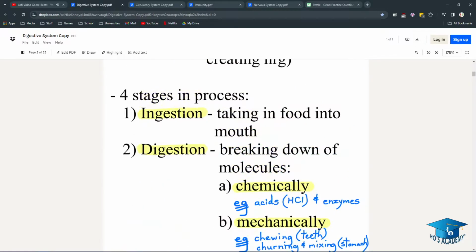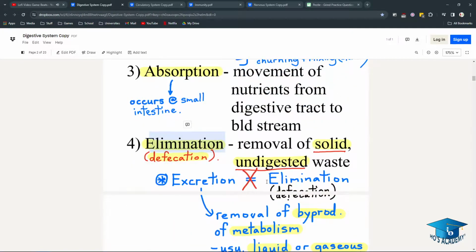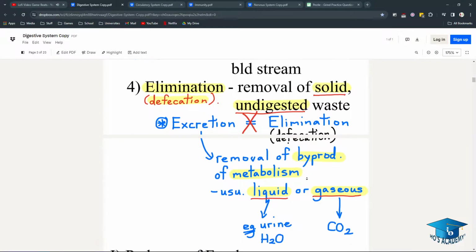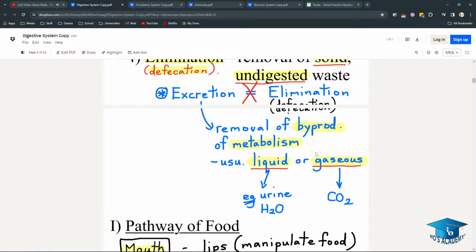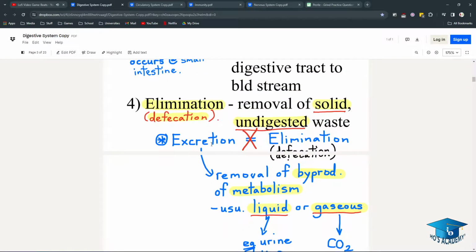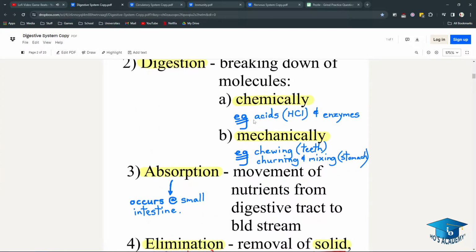So there's 4 stages. There's ingestion, digestion, absorption, and elimination, which is not the same as excretion. Elimination means the removal of solids, whereas excretion is byproducts of metabolism, which means liquids or gas. And the solids are not direct products of metabolism, so that's why we have elimination or defecation instead. So ingestion, digestion, simple enough.